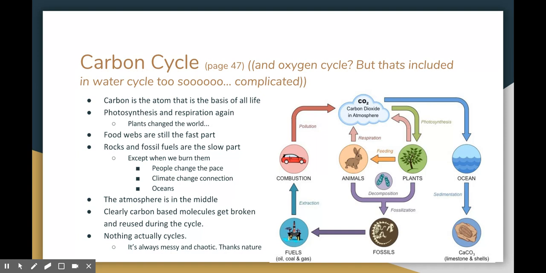When we follow a carbon atom, sometimes it's part of the water cycle with respiration or photosynthesis. Sometimes it's part of the carbon cycle. Sometimes it's getting attached to nitrogen. Sometimes it's getting attached to phosphorus. It really goes all over the place.